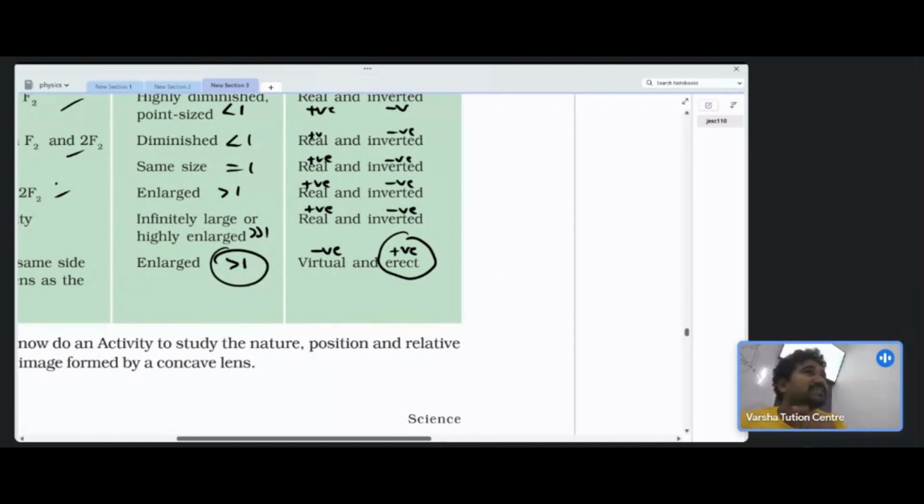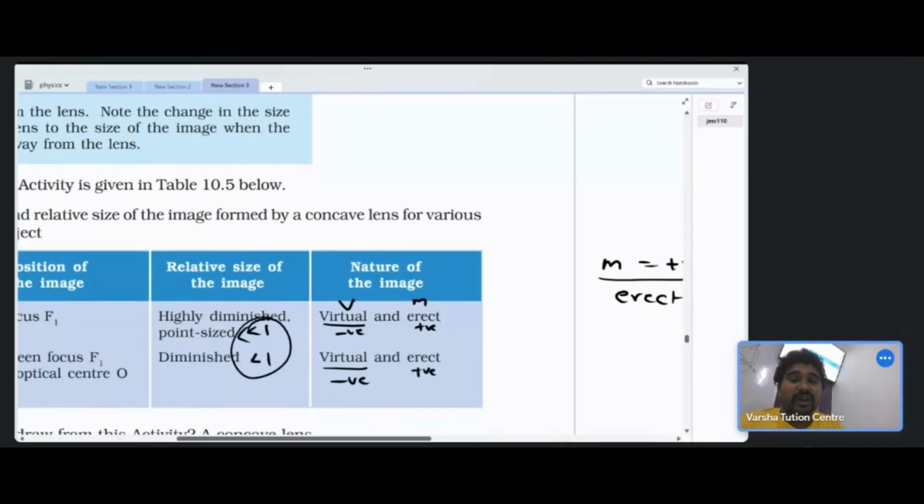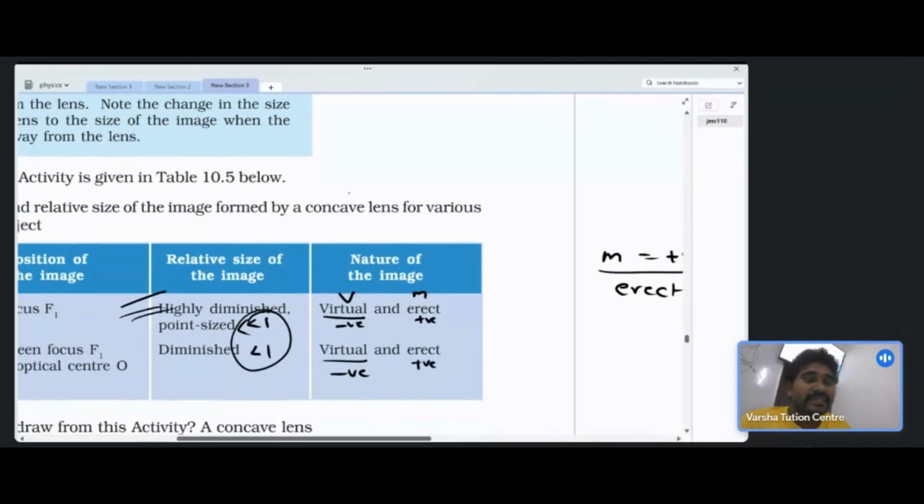Based upon this statement, if we say M is positive and enlarged, you have to fix it to this case. Clear that thing now? If M is positive and diminished to point size, you have to take this case. Just diminished, if we say, we have to take this case.